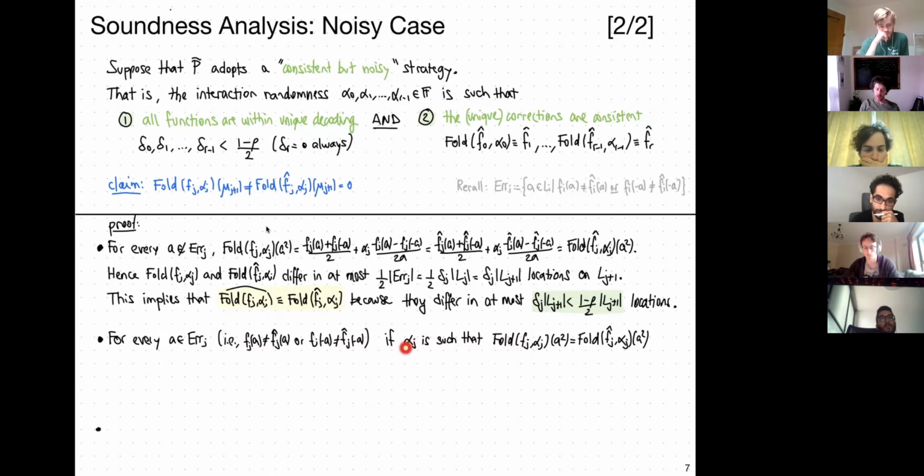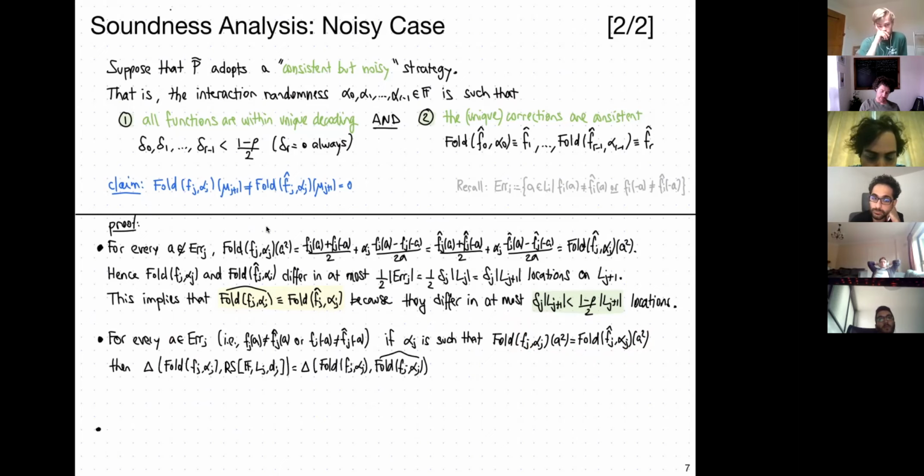So suppose that this alpha J still leads to the folding being equal at this point, right? I mean, suppose that by some way we have an element which leads to an error, but somehow, by seeming magic, the folding would still agree. And we'll argue that this is impossible. And why is that impossible?